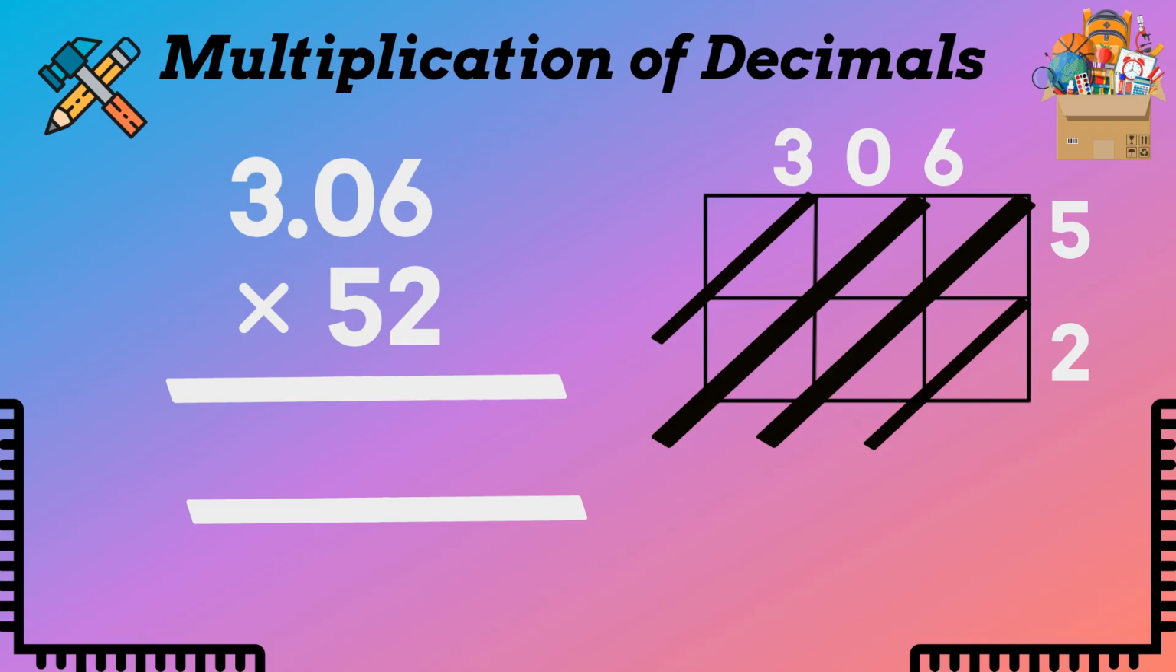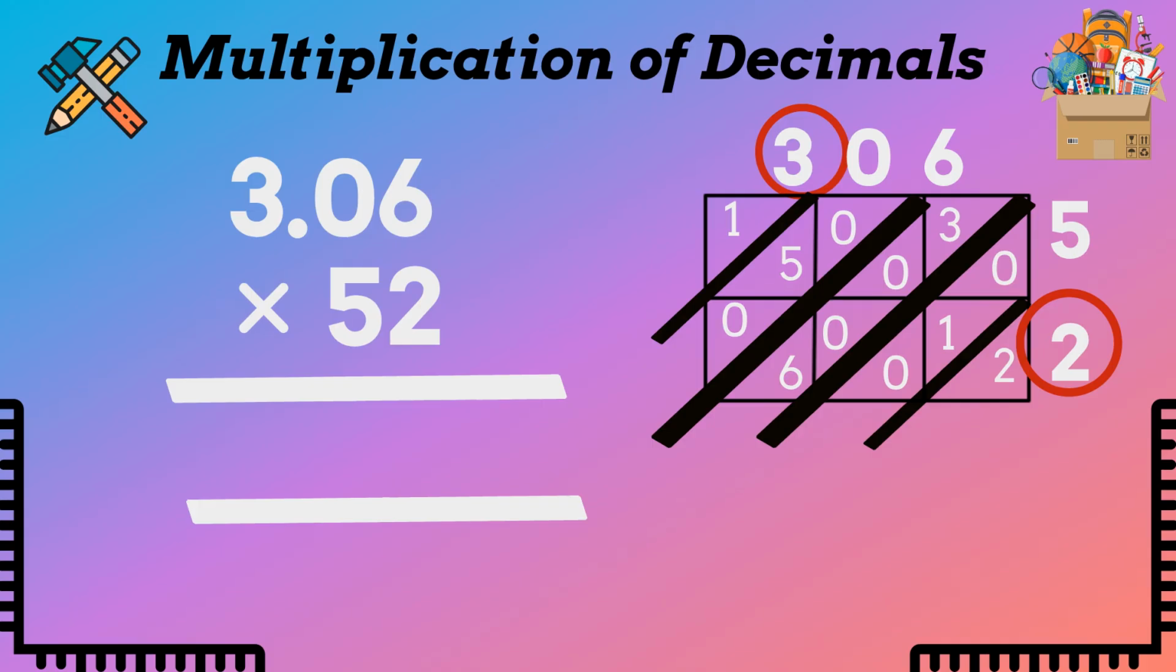We are going to start with 5. 5 times 6 is 30. 3 tens and 0 ones. 5 times 0 is 0. 0 for both parts. 5 times 3 is 15. 1 ten and 5 ones. Let's move to the next row. We will have 2 times 6 equal 12, 1 ten and 2 ones. 2 times 0 is 0. 0 for both parts. Finally, 2 times 3 is 6, 0 tens and 6 ones.